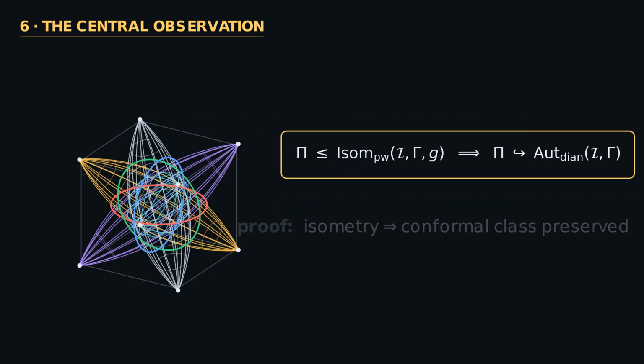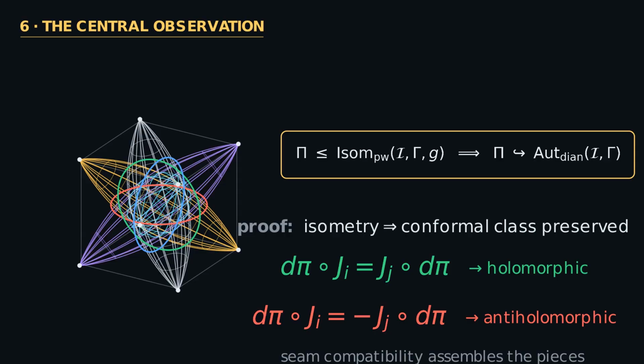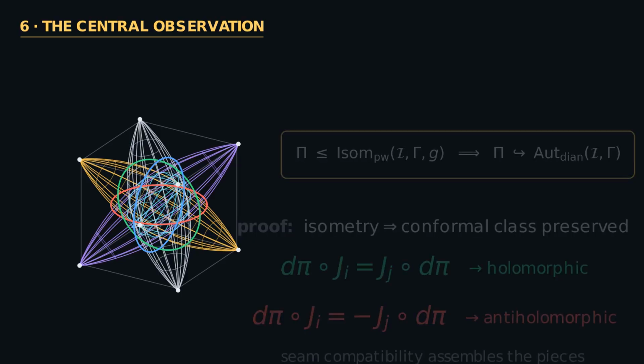The proof is short. An isometry of a surface preserves the metric, so it preserves the conformal class. If it also preserves local orientation, it commutes with the induced complex structure, so it is holomorphic. If it reverses local orientation, it anti-commutes with the complex structure, so it is anti-holomorphic. Either way, the map is dianalytic piece by piece, and seam compatibility assembles the pieces into an automorphism of the full phone. The converse fails.